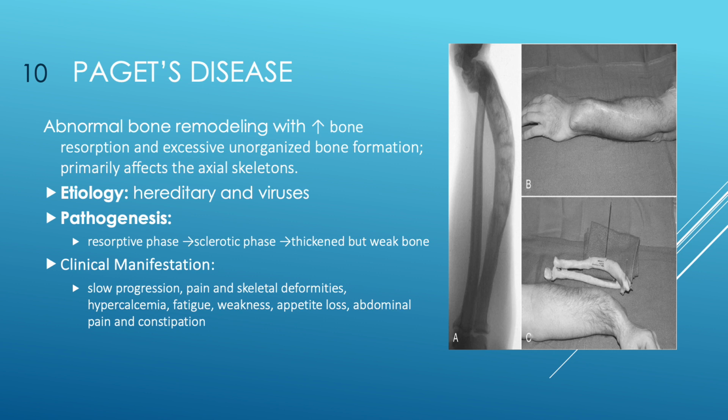Paget's disease again is characterized by abnormal bone remodeling, leading to weakened and disorganized bone structure. It is primarily inherited and may be influenced by environmental factors. Clinical manifestations can vary, but commonly include bone pain, deformity, metabolic disturbances like hypercalcemia. Treatment aims to manage symptoms and prevent complications associated with altered bone structure.